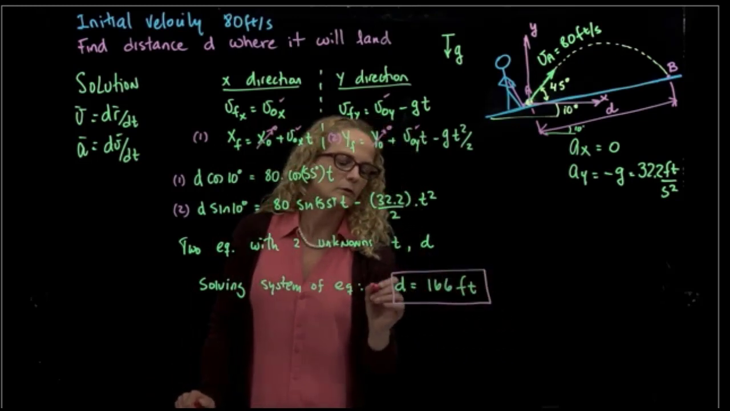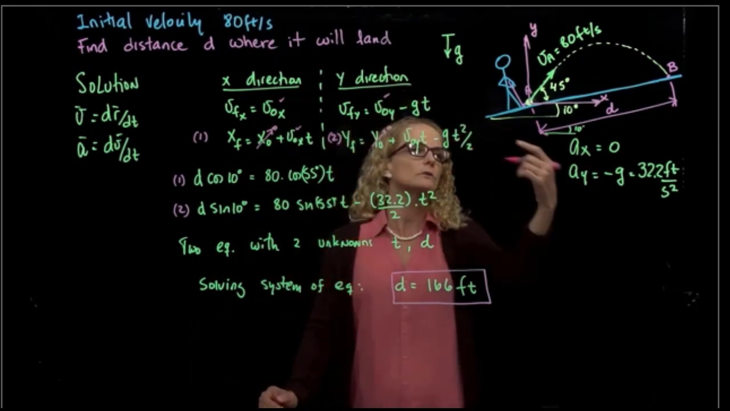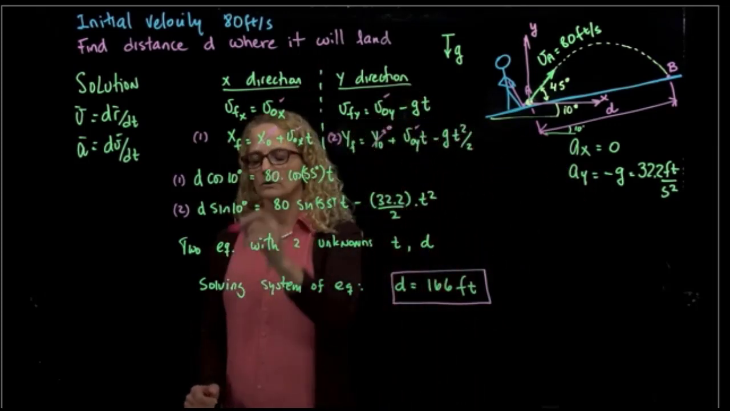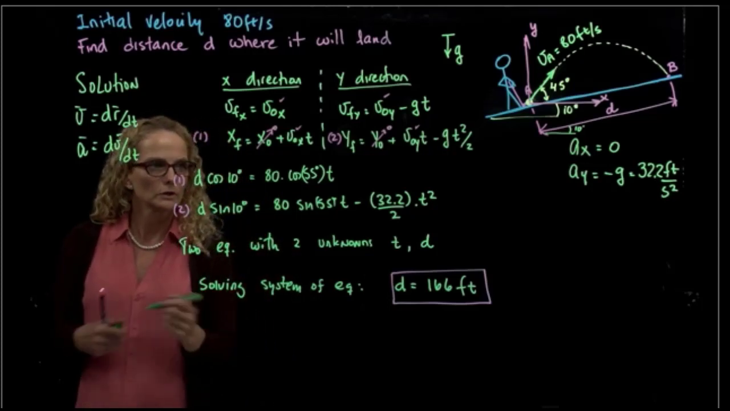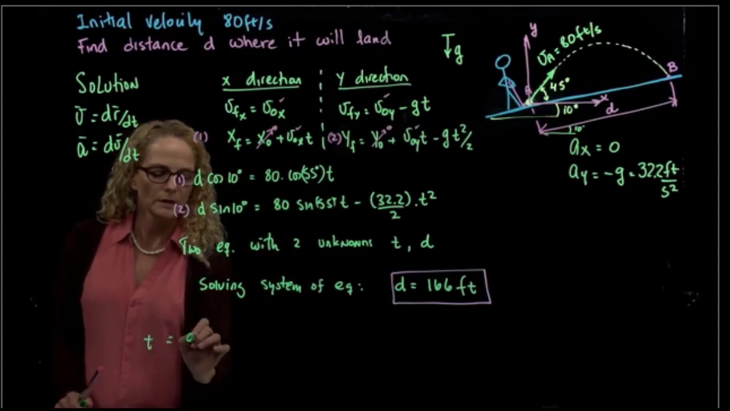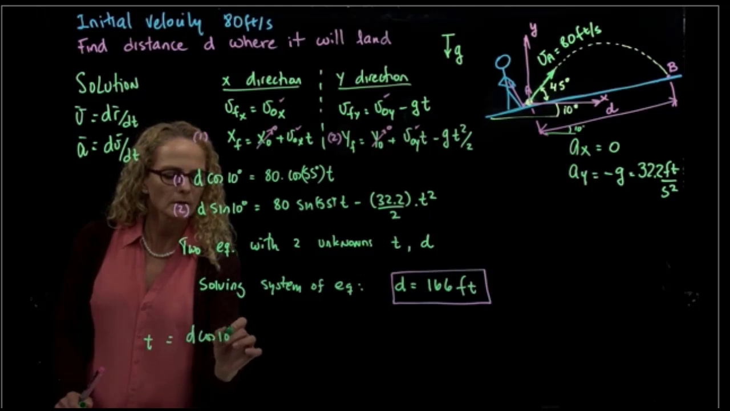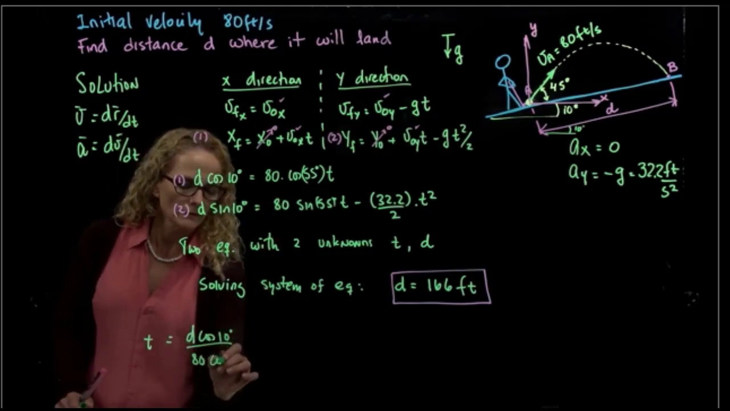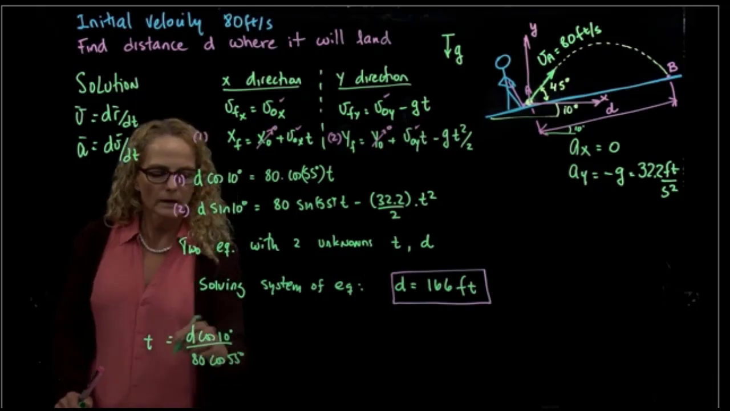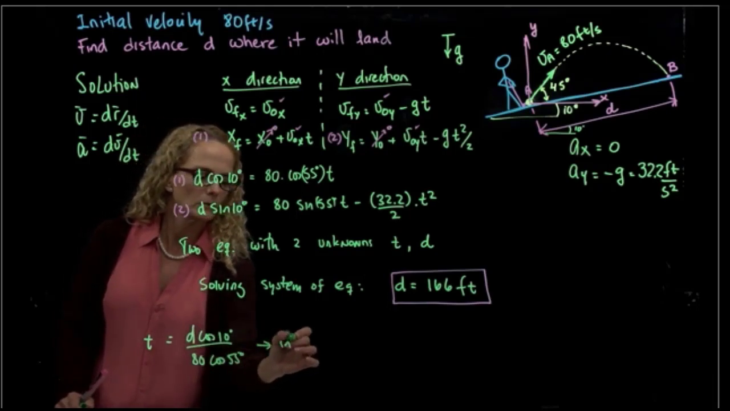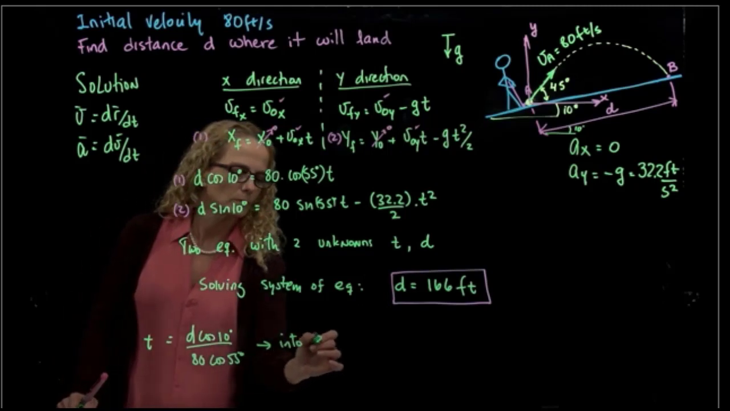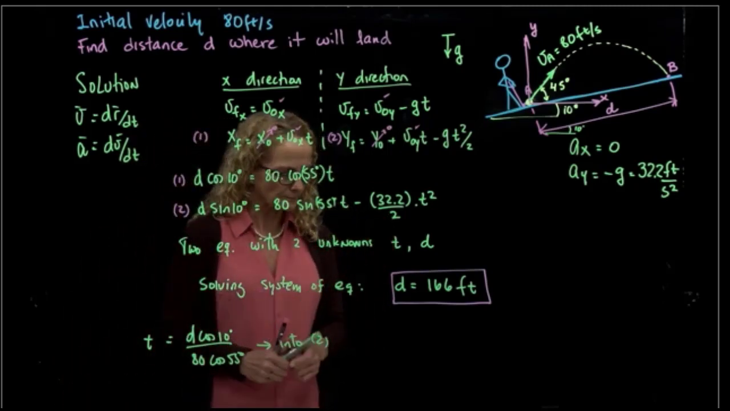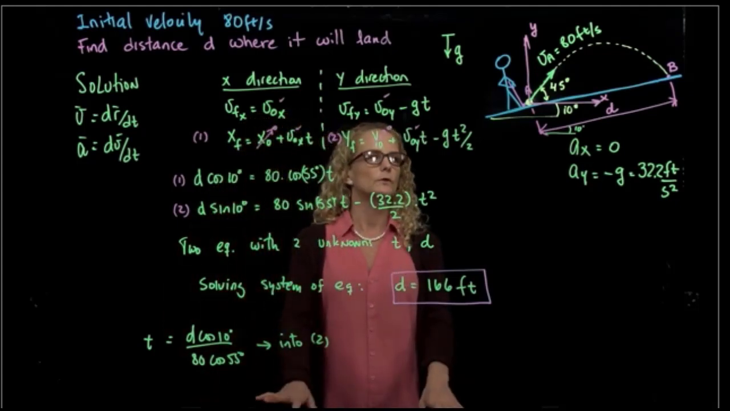Since we don't have to find the time because we are not asked to find the time, I will just solve for t here. So if you want to solve it, t will be equal to distance cosine of 10 over 80 cosine of 55, and plug that into the second equation, and then you solve for t. Okay, this is the solution for this problem.